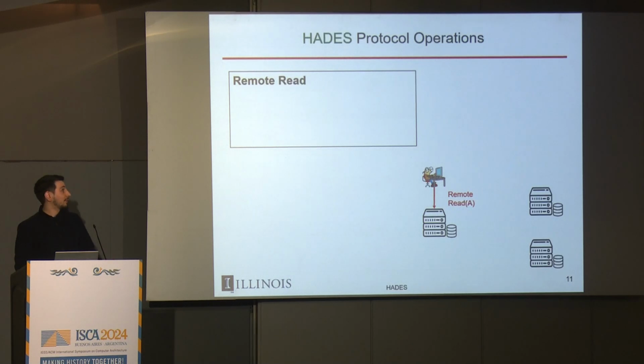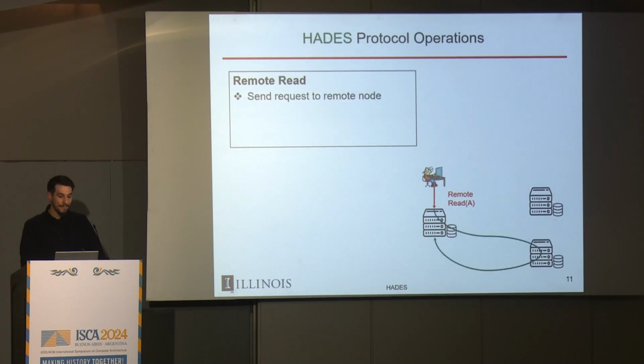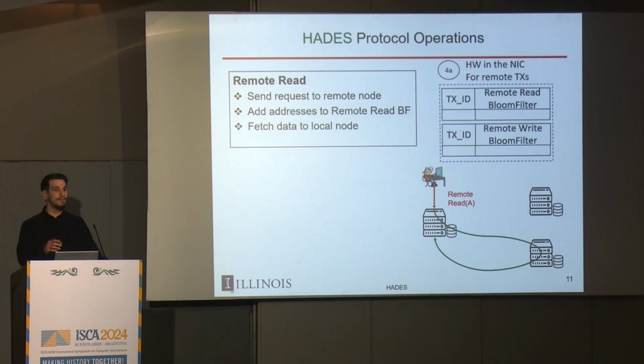And I'm going to try to explain that with an example. So imagine that we're executing a transaction, and then there is a remote read happening. We first send the request to the remote node. Then we add the addresses to the remote read Bloom filter. This is the Bloom filter that lives in the remote node's NIC. And finally, we fetch the data to the local node.